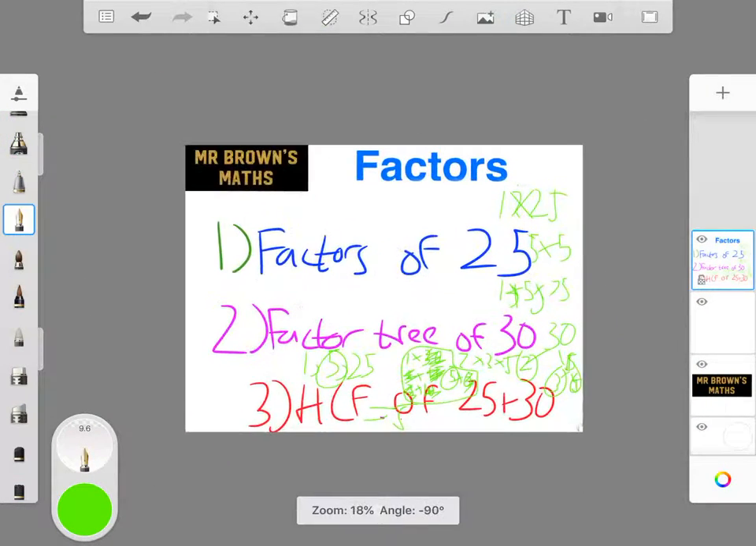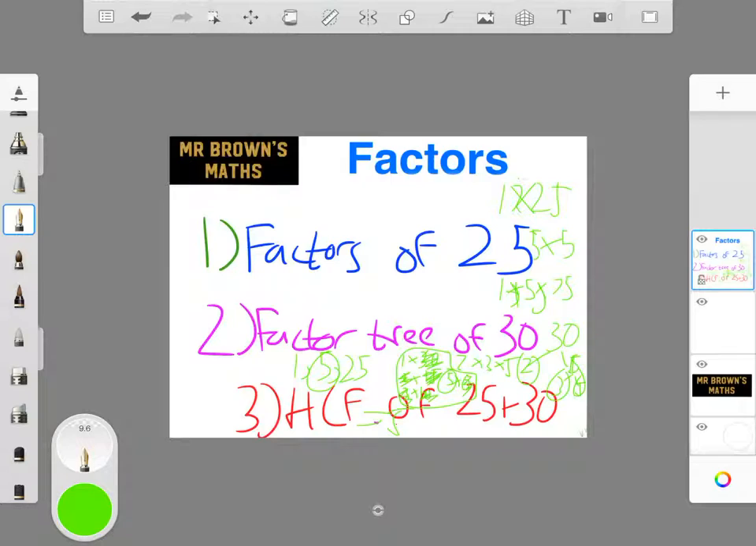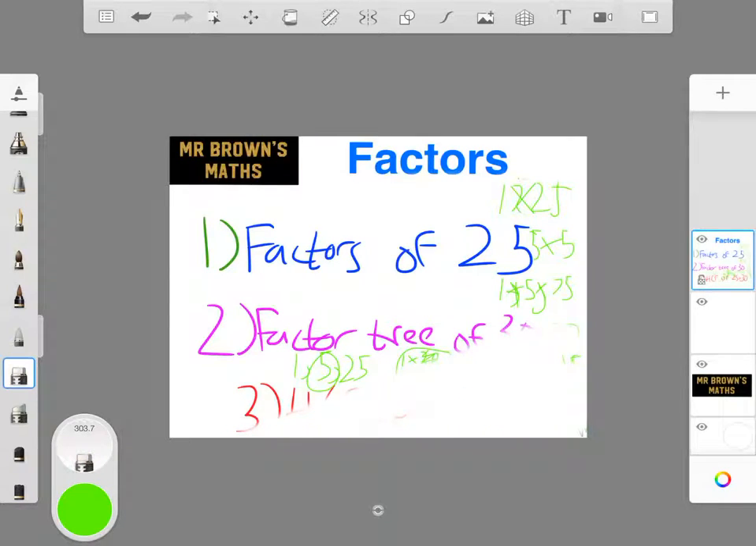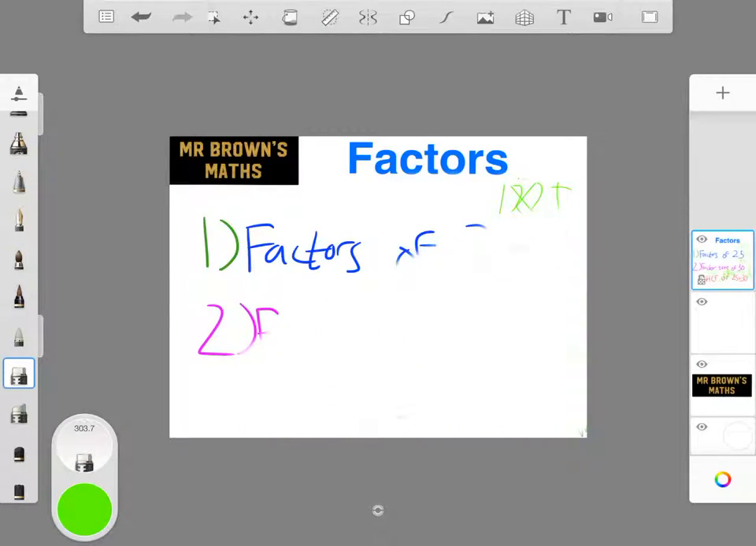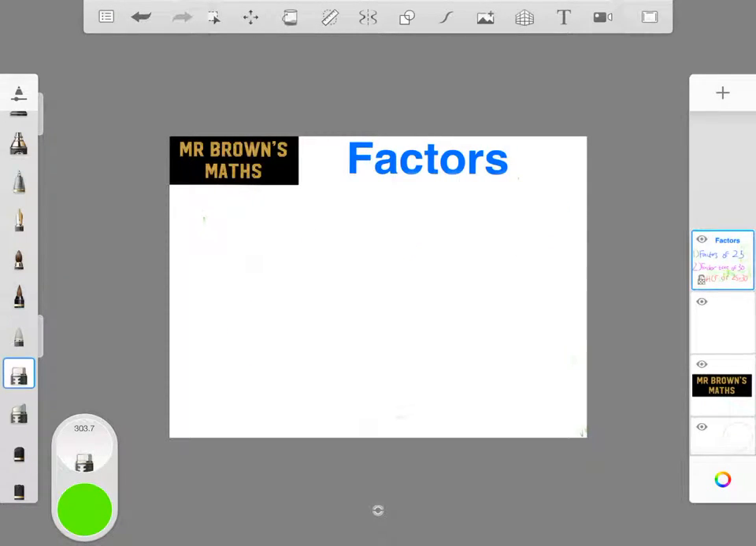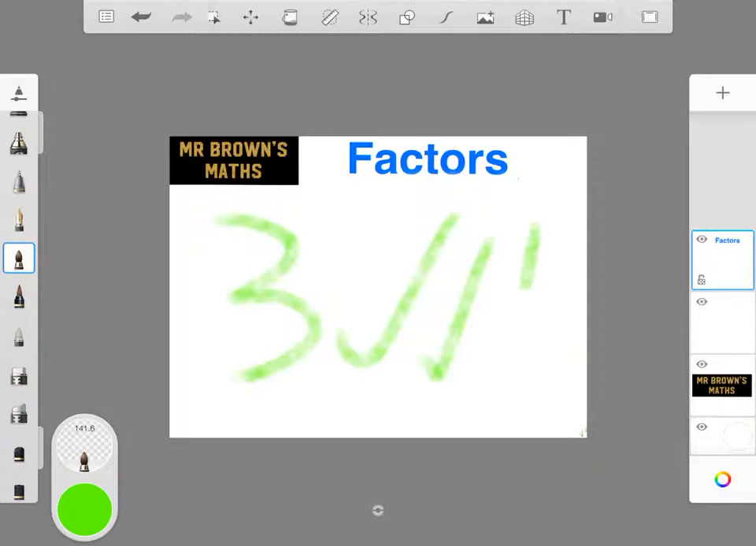Okay, if you got all 3 of them right, well done. You can do your factor skills. If you didn't, I would watch the section again of the one you got wrong and see if you can learn it, because especially the highest common factor is probably the one that you're going to get asked. So thank you for watching factors. You should know your 3 skills now.